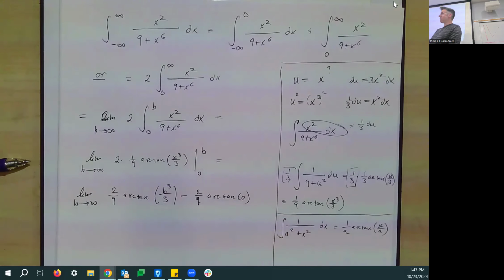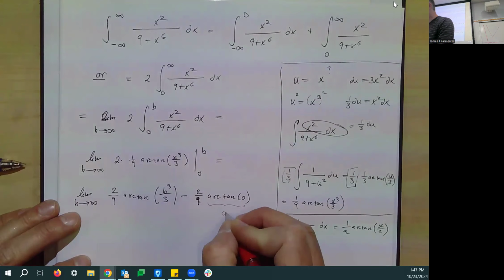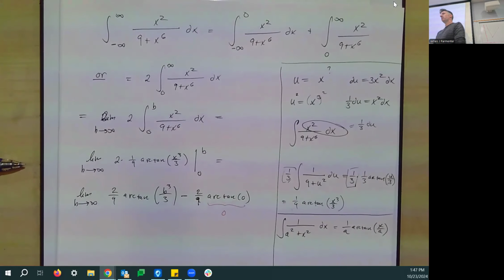Okay, first question. Arctangent of 0. What's the angle that if you took tangent of that angle, you would get 0? 0. Tangent of 0 is 0, so arctangent of 0 is 0. Side question. What's the arctangent of 1? What's the angle that if you took tangent of that angle, you would get a value of 1, in degrees or radians? Correct, pi over 4, or 45 degrees.